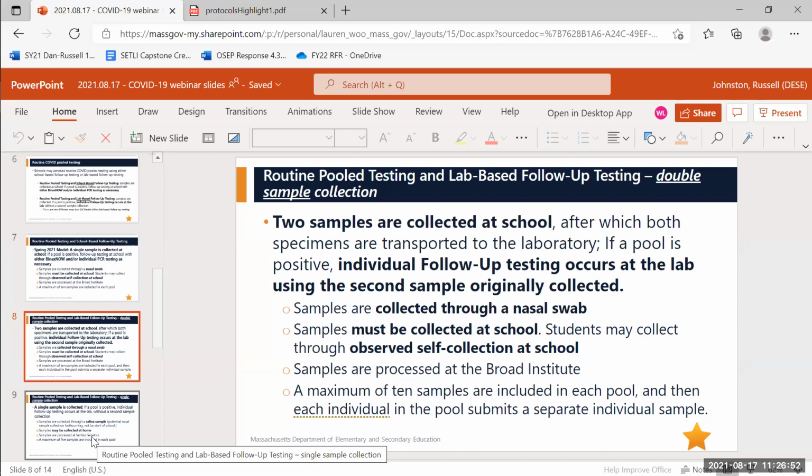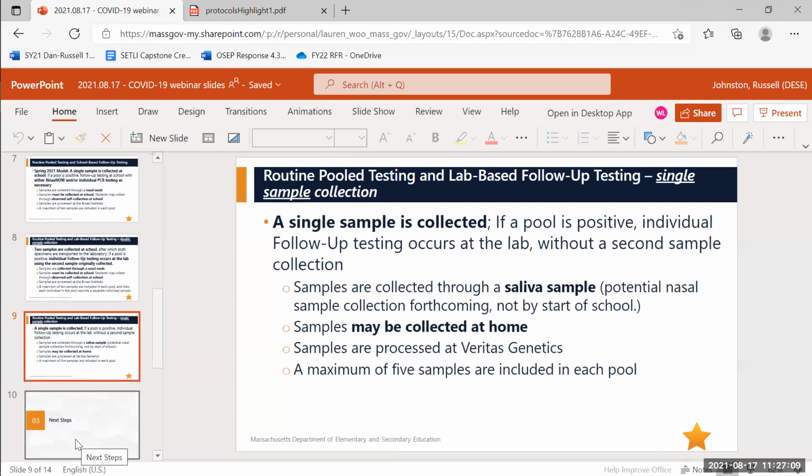It's just important to know though, that it would require two samples. So swabbing twice instead of once, which is different. It would take a little bit more time, but all in all, sample collection is really quick. And so doing it twice really shouldn't be, I don't think, a real burden.